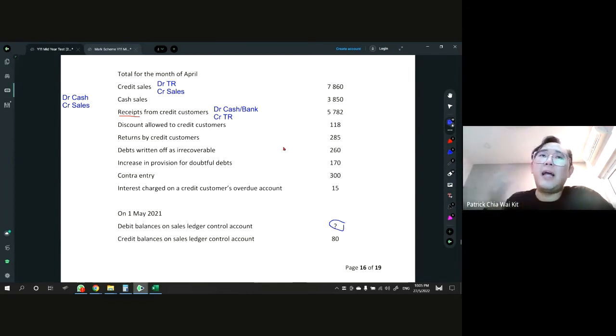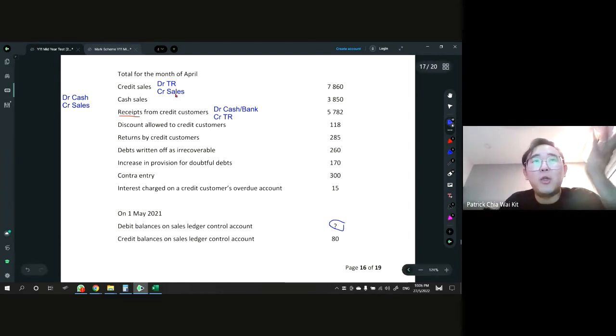I always do the one that I know for sure is the correct double entry, like money I receive. So confirm DR cash or DR bank. Like sales, I know sales is always CR because it's income. So I do sales first, then I put TR last.